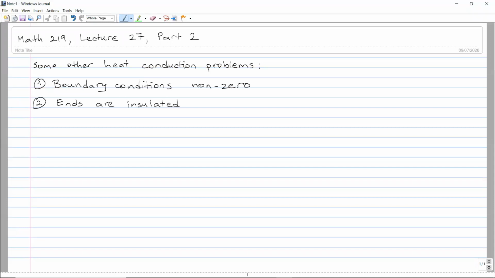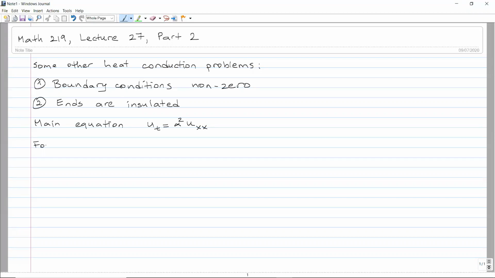Both of those conditions affect the boundary condition. The initial condition is again going to be the initial heat distribution, a function of x. So our main equation is the same: U sub t equals alpha squared U sub x x.